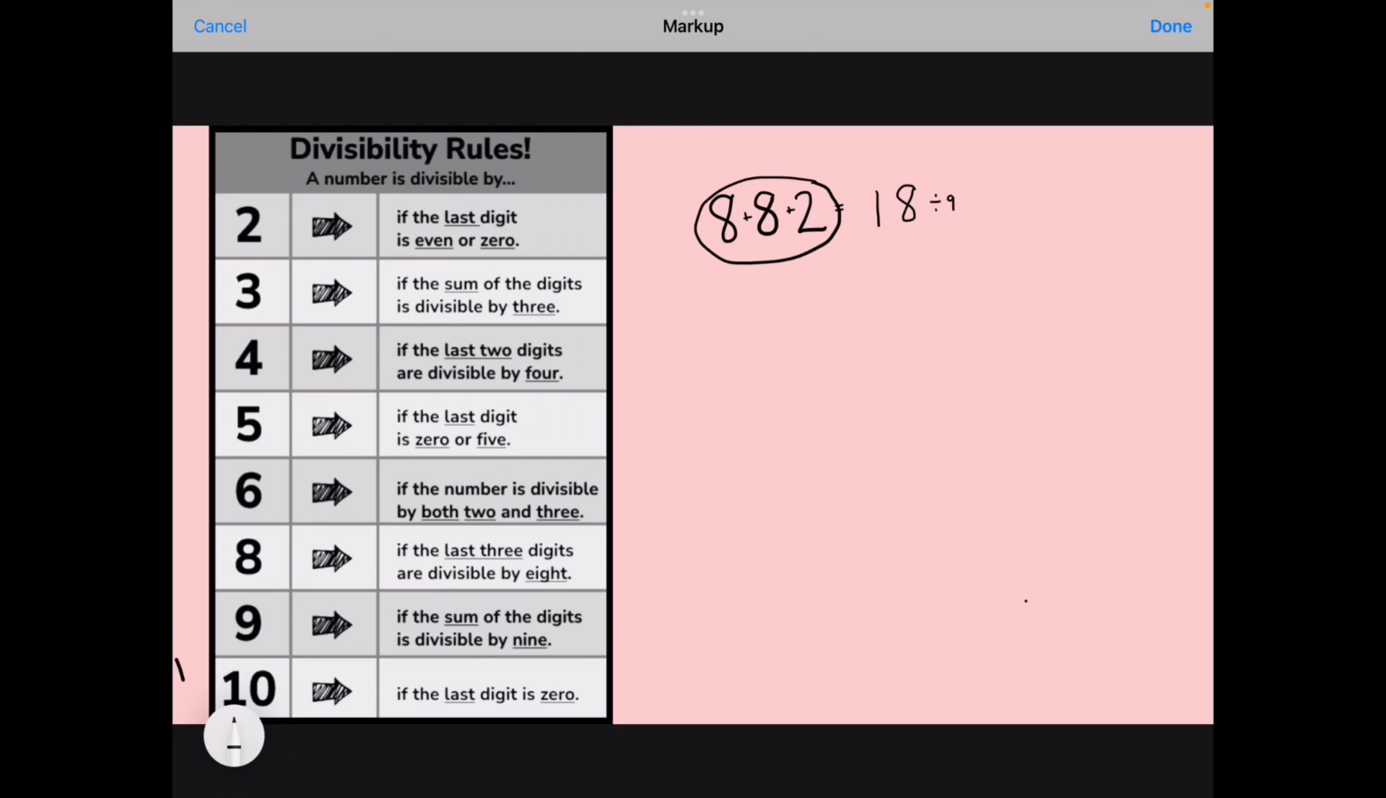Lastly, the easiest one. A number is always divisible by 10 if the last digit ends in a 0.